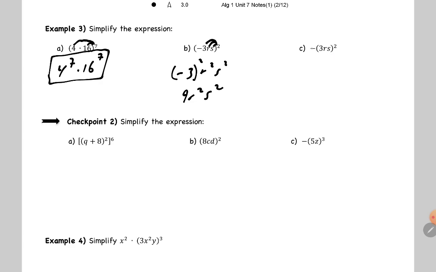Alright, so negative parentheses 3RS squared. So we're going to apply this first, and then we'll apply the negative. So negative 3 squared, or let's put the parentheses first. So we're distributing the squared. So R squared, S squared. Okay. 3 squared is 9, and then we have a negative outside, so let's bring it in. So it's negative 9r squared s squared. See the difference between these two.